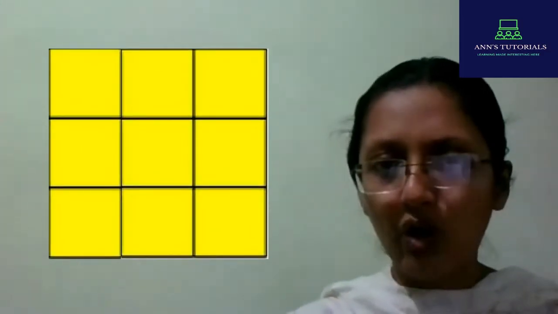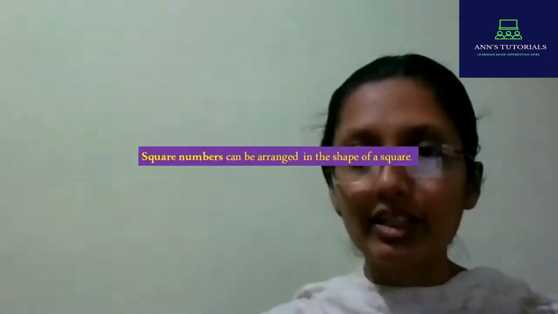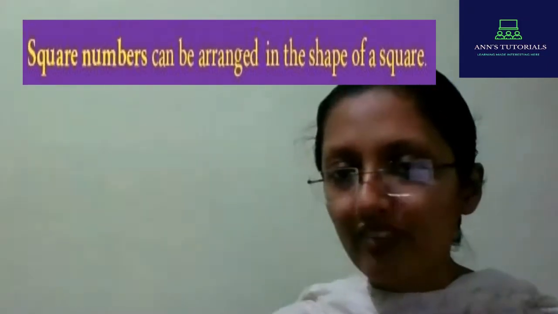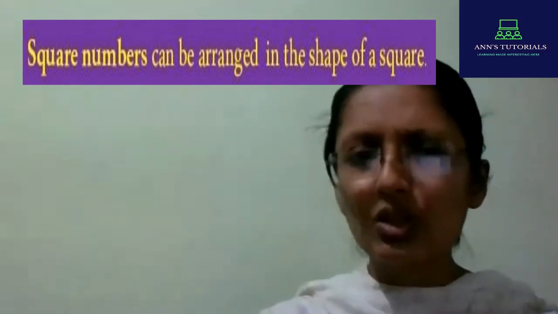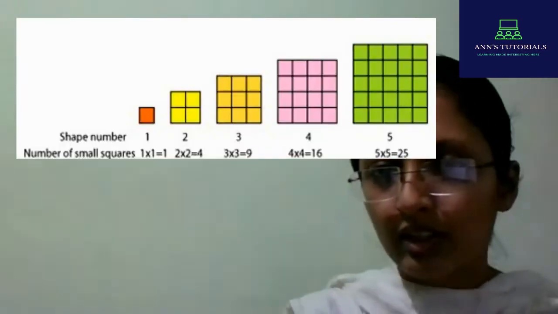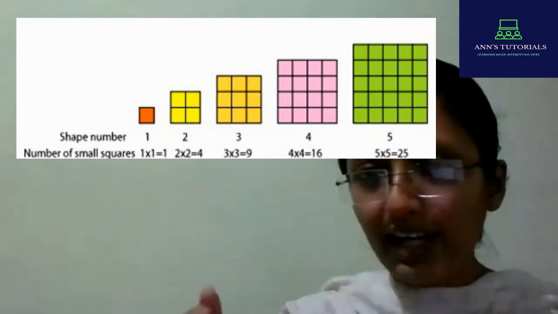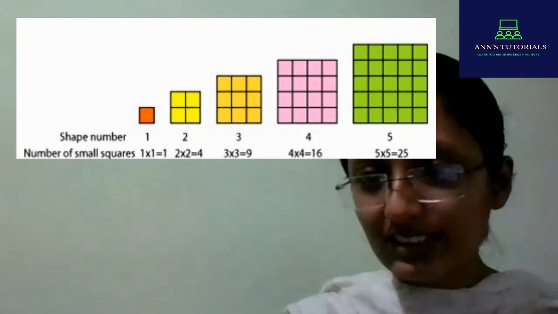Now, can you tell me what is the next number that forms a square? You're right. It is 9. Now, there is a name that we use for this kind of numbers. Square numbers. Square numbers can be arranged in the shape of a square. For example, 1, 4 and 9 and so on. Now, if you observe closely, can you see the number of squares formed in each of the numbers? You can see here.